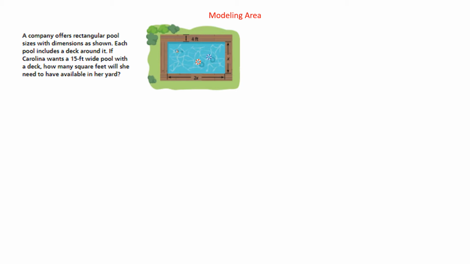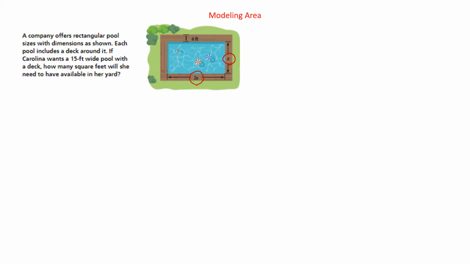Modeling area. Quadratic functions are very useful when modeling area because area is something times something else, generally speaking. So it ends up being quadratic. The units are square units. Quadratic is something squared. So if we want to model this one, we have a company offers rectangular pool sizes with dimensions as shown. So we have 2x and we have x.